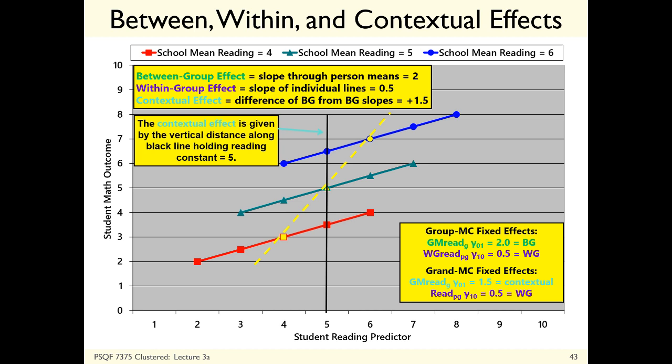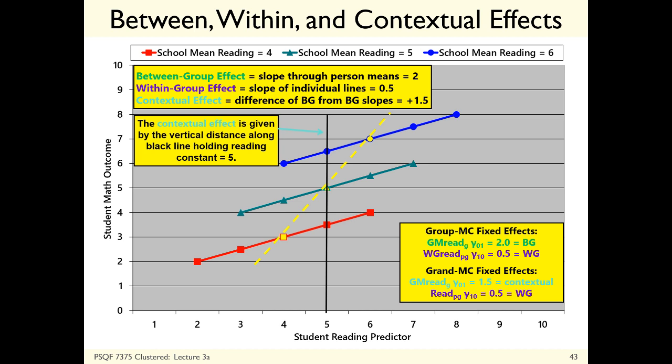The slope through the school means, the yellow line, that's the between effect at level 2. That's what group mean centering gives you at level 2 directly. The slope of the individual lines, the impact of being relatively higher or lower than everyone else in your school, that's the level 1 within school effect that either model gives you once you have the level 2 mean included.